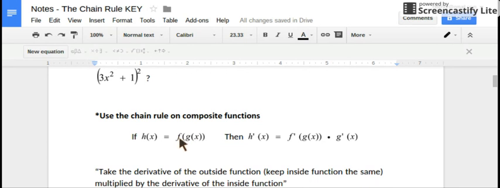They're saying that if we have a nested function or a composite function where we're plugging a function into another, then what you do when you find the derivative is find the derivative of the outermost function or the outermost layer, keep that inside layer or inside function the same, and then multiply by the derivative of that innermost layer or function.